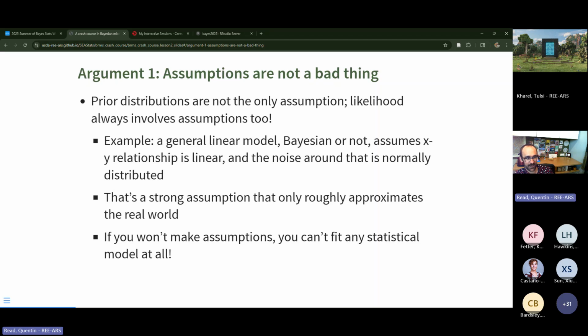Not all relationships in nature are like that. And we're also assuming the error around that trend is normally distributed. Also quite a strong assumption. It's only a rough approximation of the real world, right?